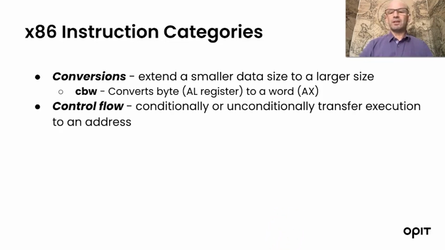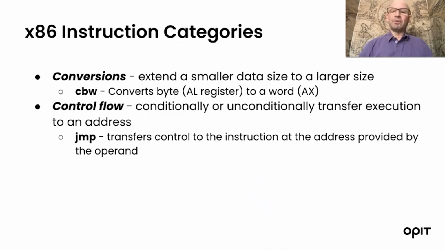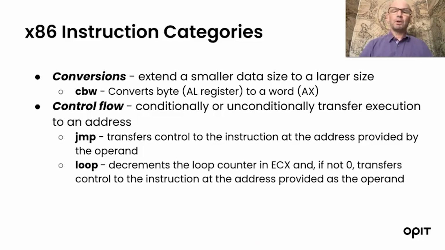Control flow conditionally or unconditionally transfers execution to an address. For example, the jump, JMP, transfers control to the instruction at the address provided by the operand. Loop decrements the loop counter in the ECX, and if it's not 0, if we haven't finished the loop, it transfers control to the instruction at the address provided as the operand. Basically, if the counter is not 0, it means we're still in the loop and we must go back to the top of that loop and process that code again until the loop counter is 0, and then we would move on past it.